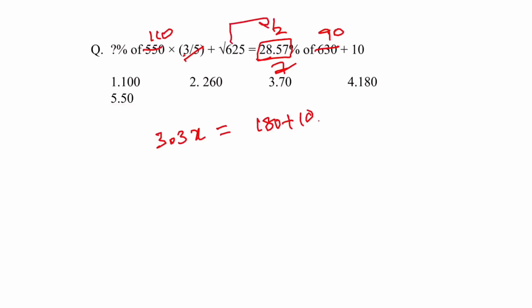5 table cancels 110 times. 3.3% of 110x is equal to 28.57, 2 by 7. 2 by 7, 7 cancels 90 times. 290 is 180 plus 10, minus 25. So 3.3x is equal to 190 minus 25 is 165. 3.3 cancels 50 times. Therefore, x value is 50.